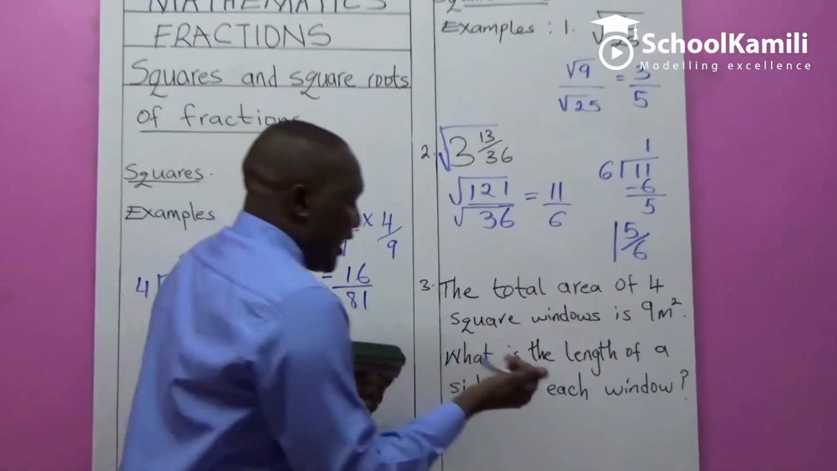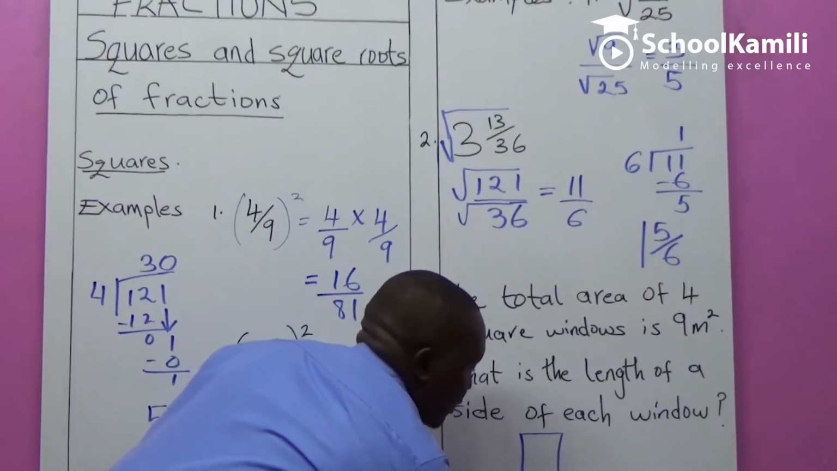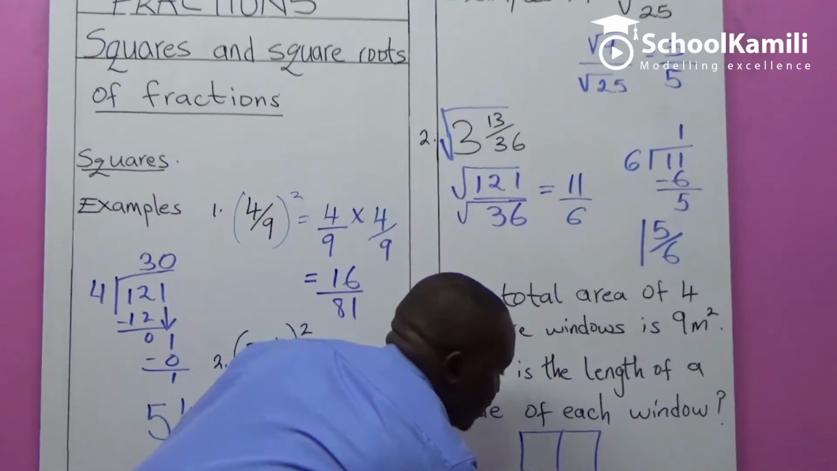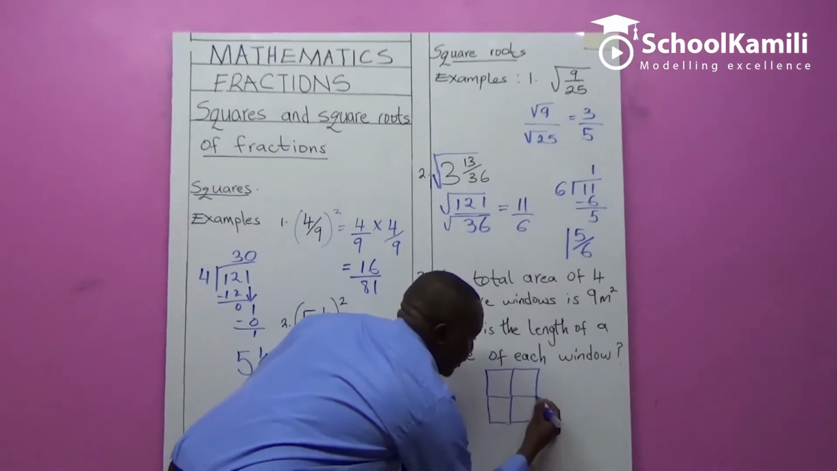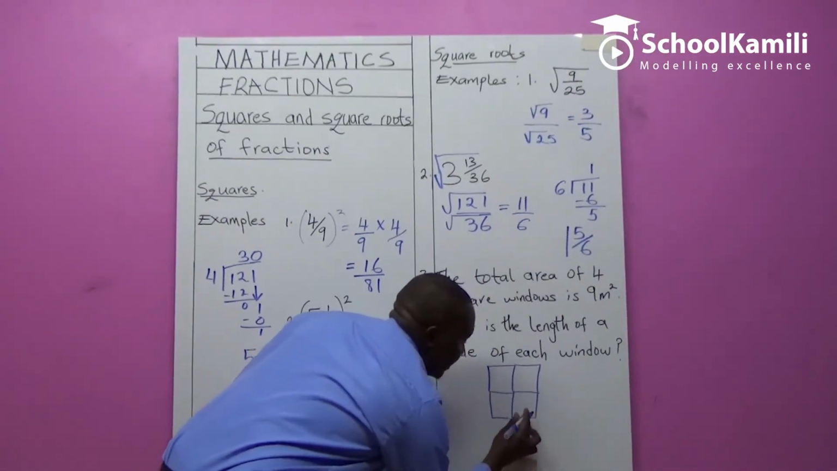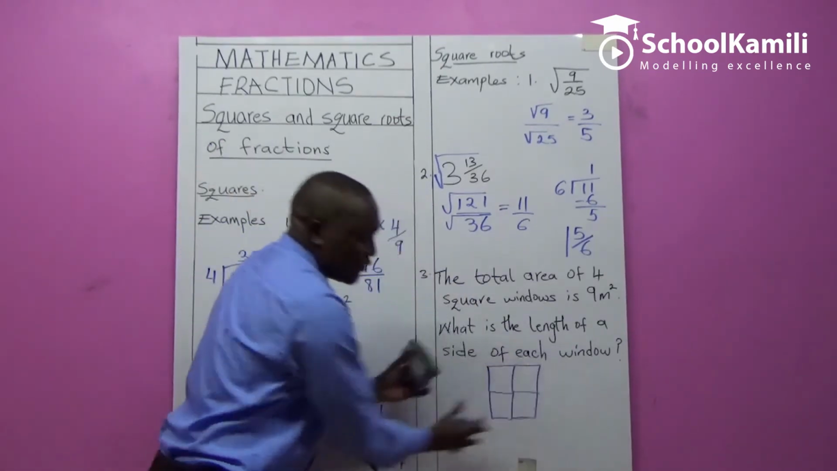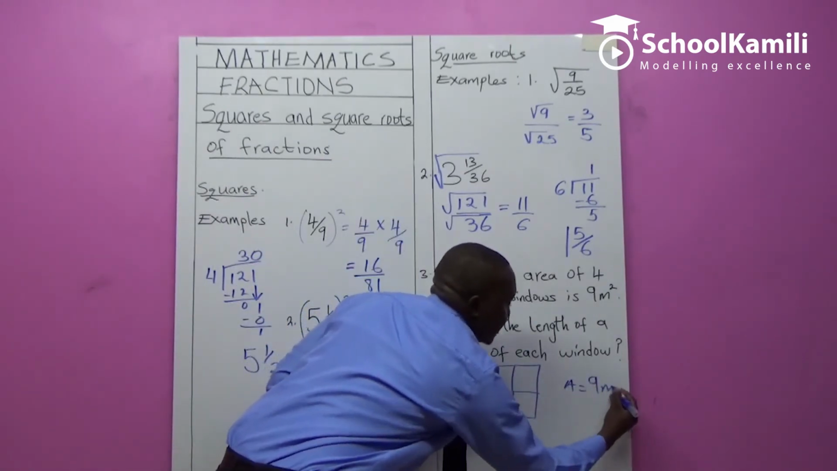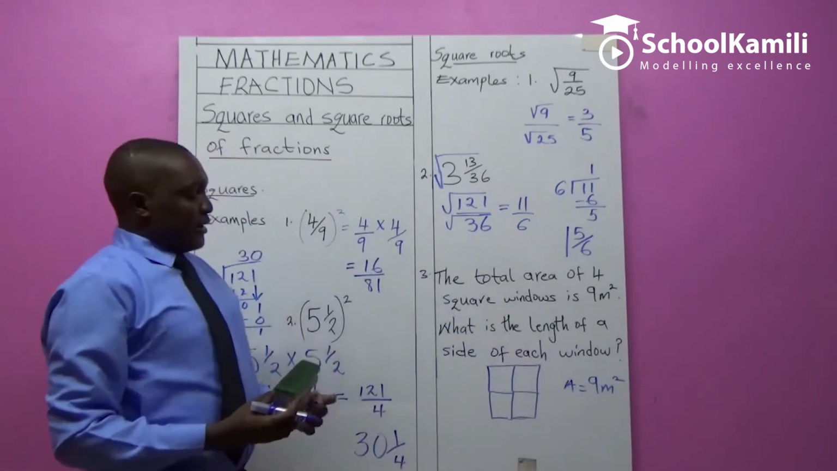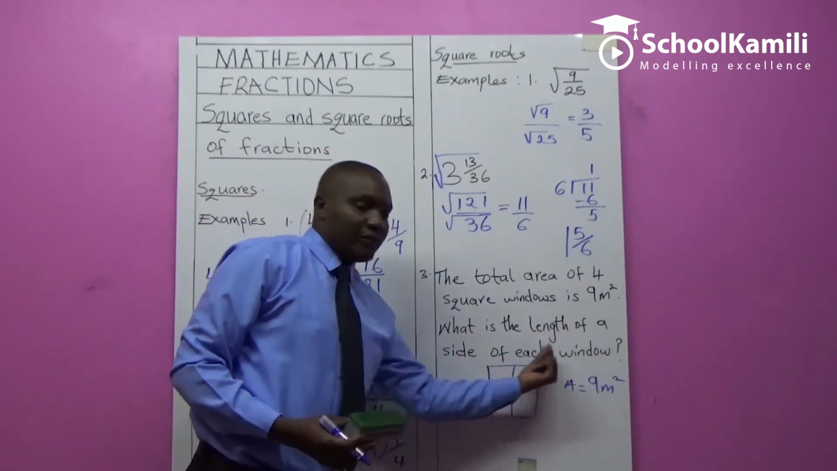The total area of 4 square windows. In a drawing, I have 4 square windows. 1, 2, 3, 4. We are assuming that these are 4 square windows. So the total area of these 4 square windows is 9. The area is 9 meters square. Now the question is, what is the length of each side of the window?